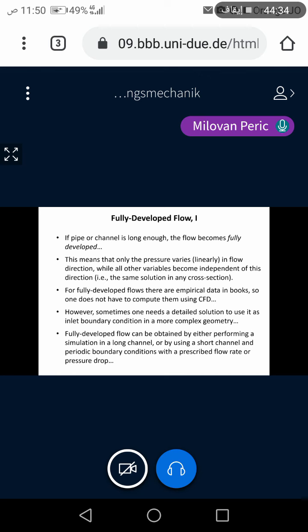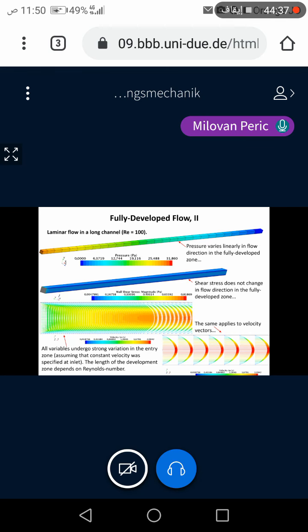But let's have a look first in the first example, when you start with a constant velocity and then you go and compute over the long enough distance until you get profiles which are not changing. So here is first laminar flow, Reynolds number 100, Reynolds number based on mean flow and hydraulic diameter of this channel.